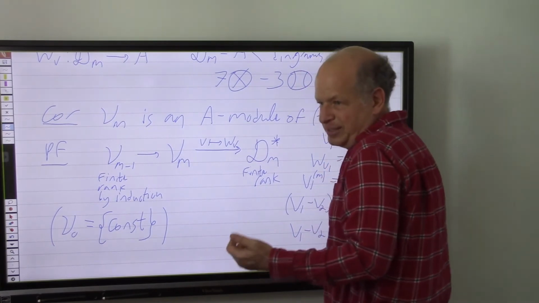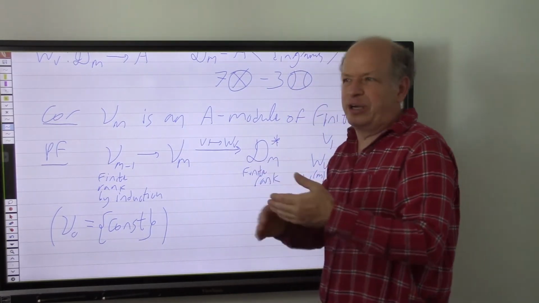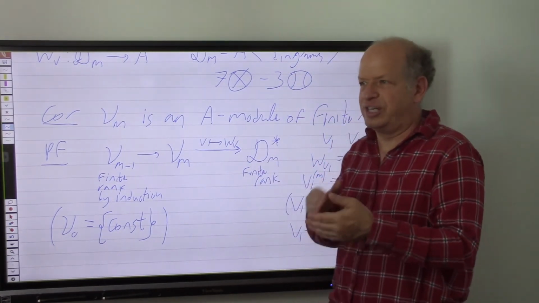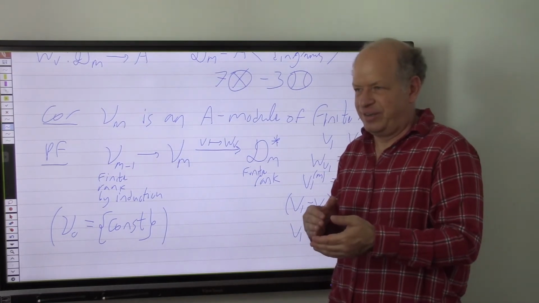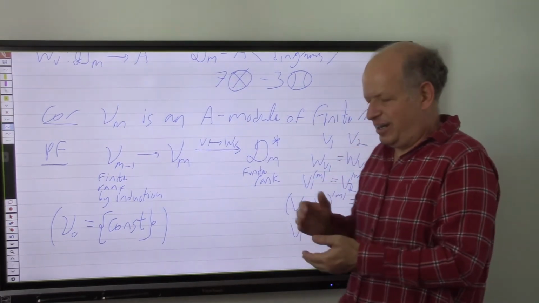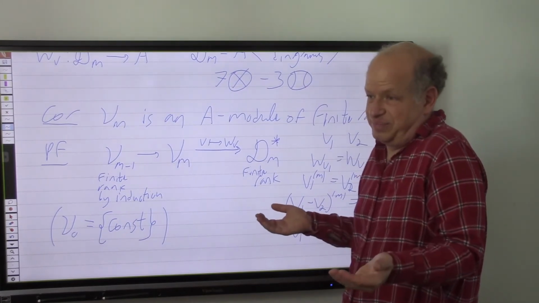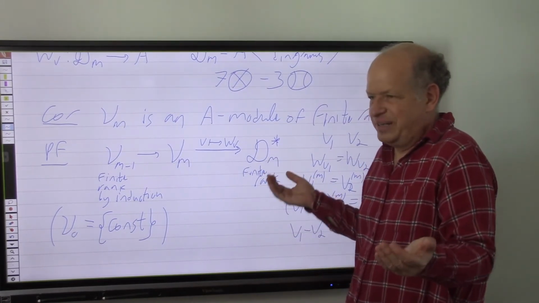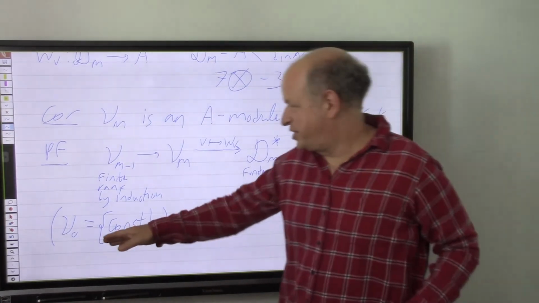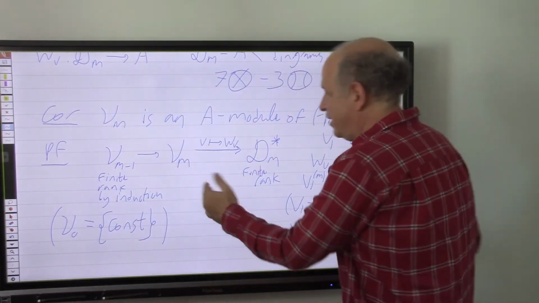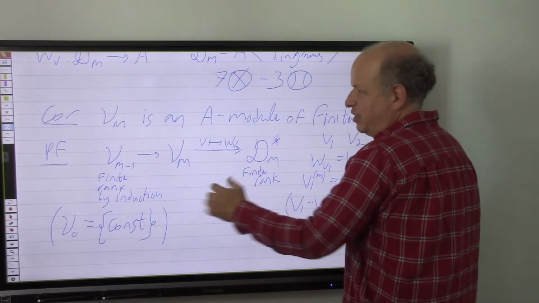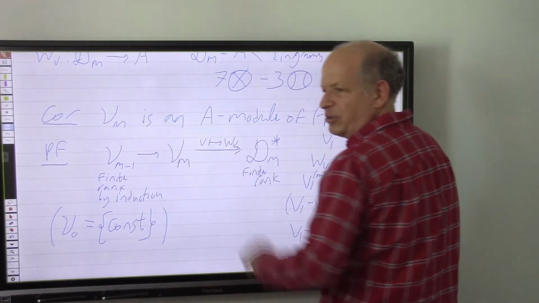But this really means that V doesn't change if you flip an overcrossing to an undercrossing anywhere. And that means that V is a constant. Okay? So V0 is clearly of finite rank, and therefore by induction, so you know, okay?